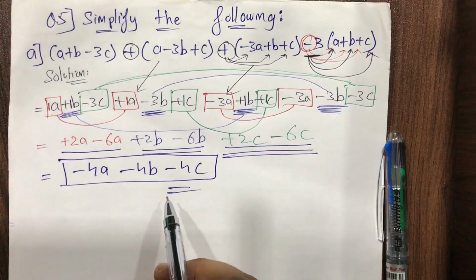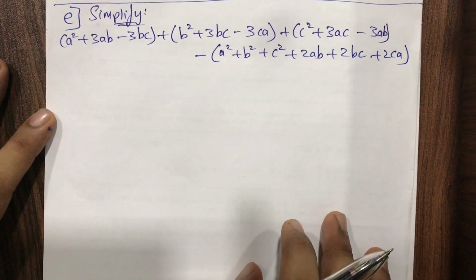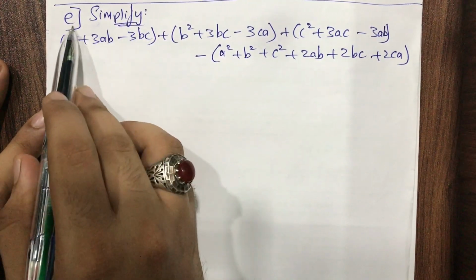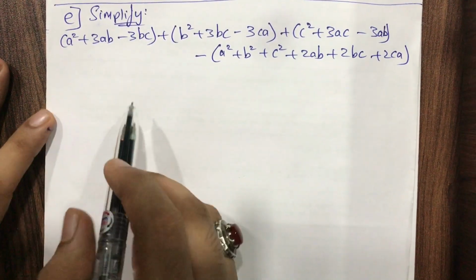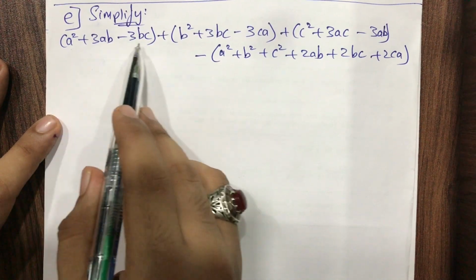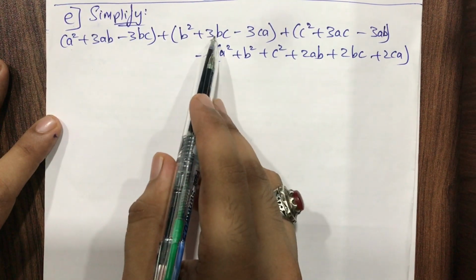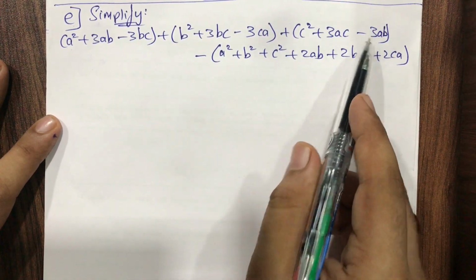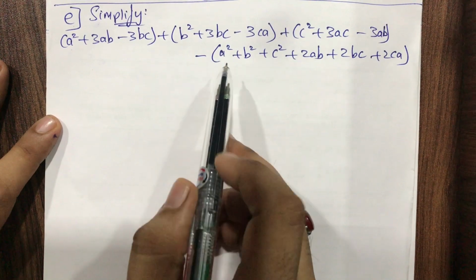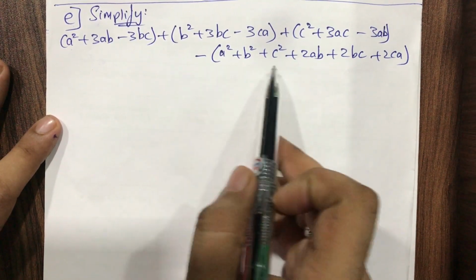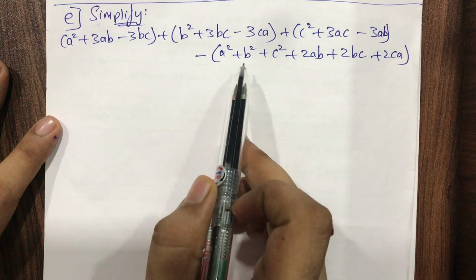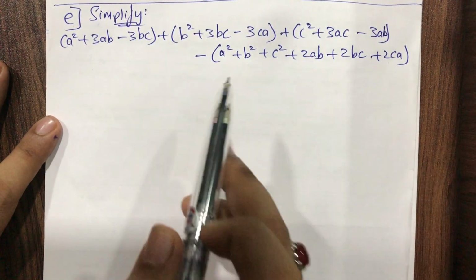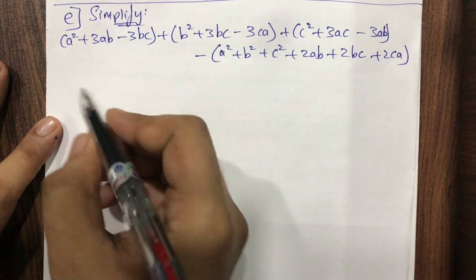Pause the video, please. Now students, the next question, the heading is the same, simplify. Question number 5, we are doing simplify the following, and sub question E. It's a square plus 3ab minus 3bc plus b square plus 3bc minus 3ca plus c square plus 3ac minus 3ab minus, wait, I'm not telling you all the solution, it's just the question. Okay, minus a square plus b square plus c square plus 2ab plus 2bc plus 2ca. Okay, this is our question. So let's start with the solution.